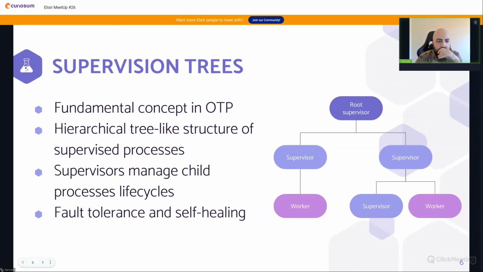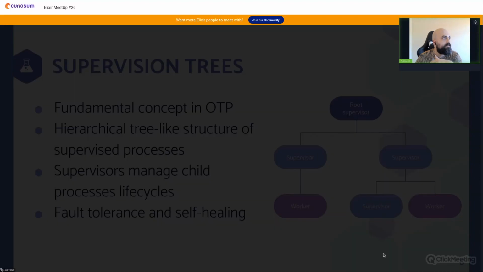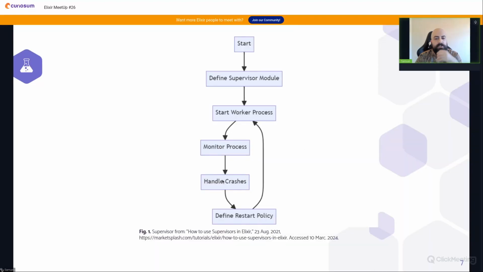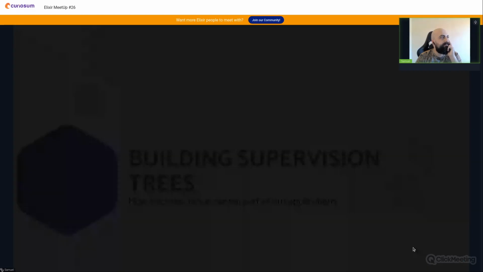And this is essential for us to have a self-healing application and a fault-tolerant application. Here I picked a picture from the internet just to show how supervisor workers work. We define the supervisor, it will start its children processes, it will monitor them, and if they crash, it will handle those crashes according to our restart strategies.